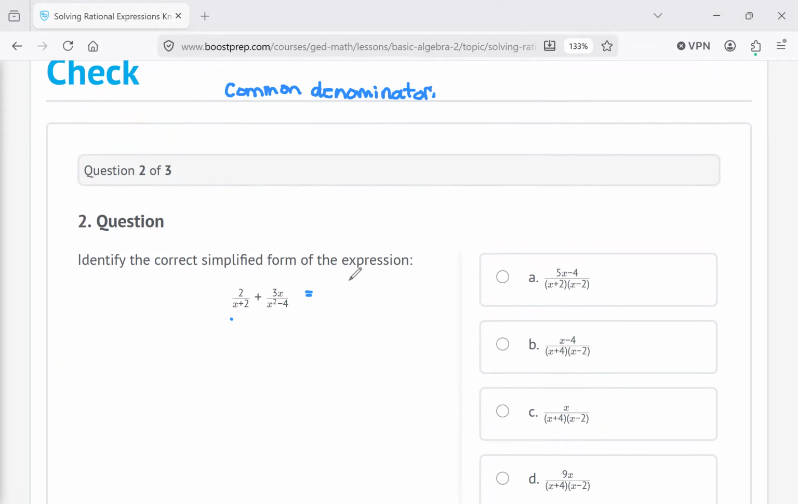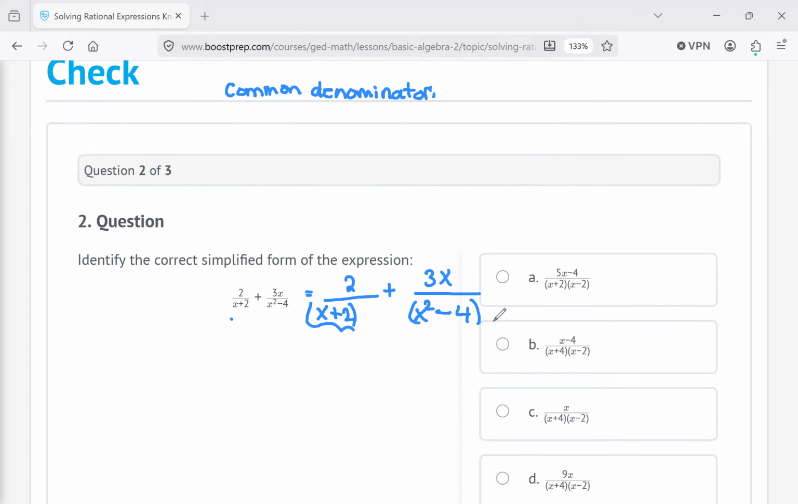Here, let me write this out. I don't know if you can see this better, so I'm just going to write it out. 2 over x plus 2 plus 3x over x squared minus 4. Okay. So we find a common denominator. You look at the stuff at the bottom. So our bottoms are x plus 2, and you could think of x plus 2 as one term. And then here you have x squared minus 4.